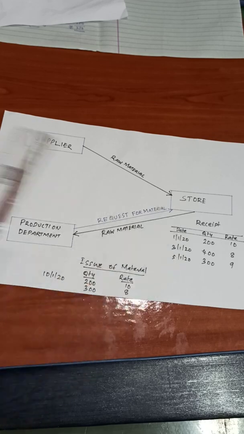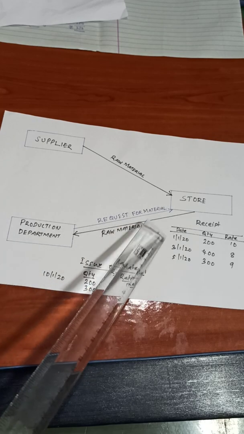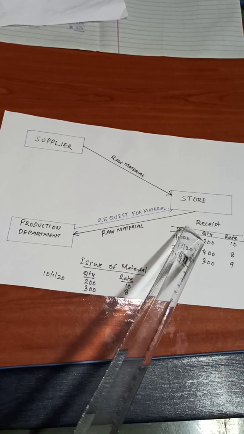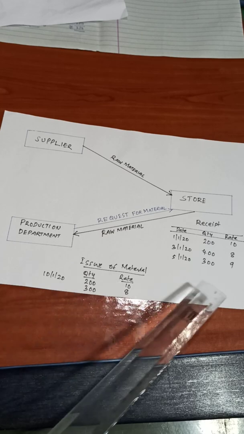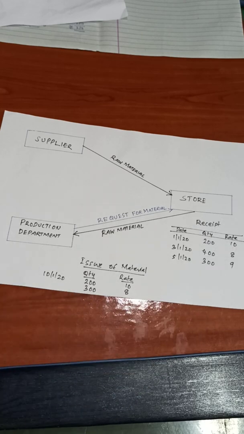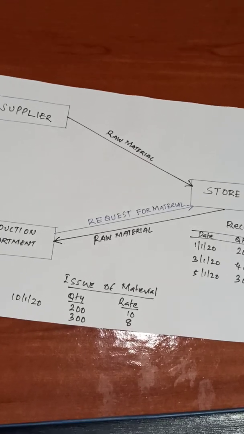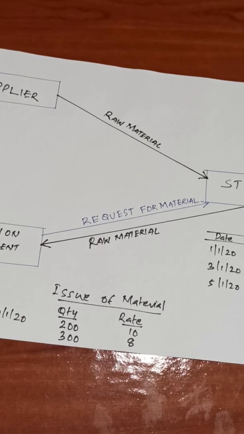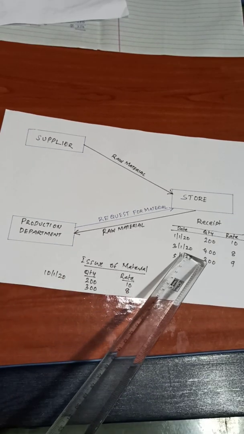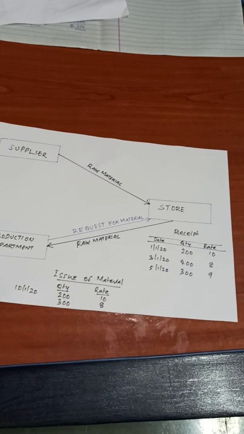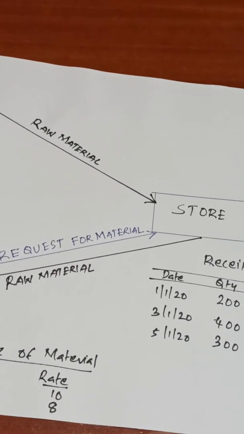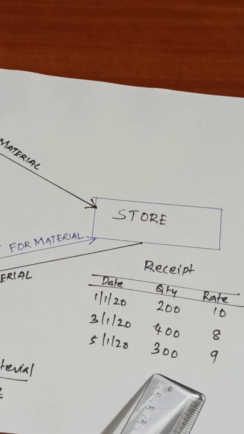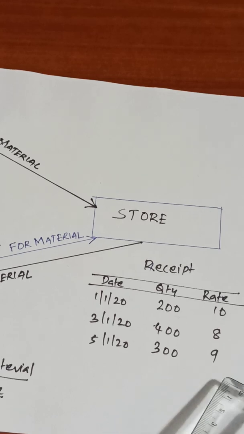these three transactions have taken place. On 1st January, the organization has purchased 200 units of raw material at a rate of rupees 10, and on 3rd January, the organization purchases 400 units of raw material at the rate of rupees 8. And on 5th January, the organization purchases 300 units of material at the rate of 9.